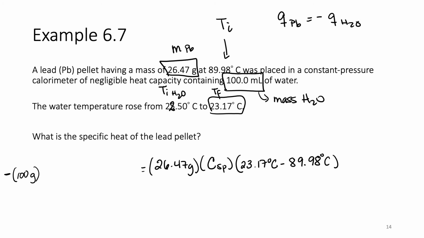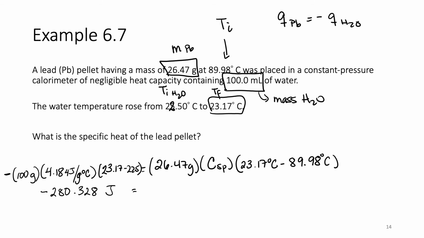So we go ahead and convert those 100 milliliters into grams. The specific heat of liquid water is 4.184 joules over grams degrees C. We got that value from a table. Final temperature is 23.17. Initial is 22.5. I solve everything on the left-hand side. So 100 times 4.184 times 23.17 minus 22.5. It gives me negative 280.328 joules.